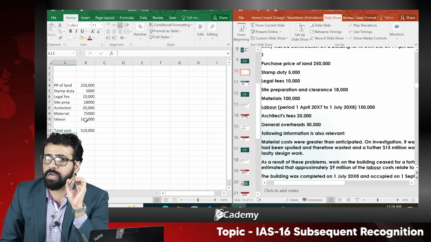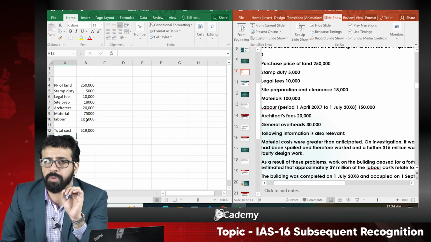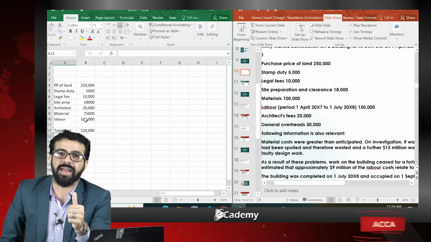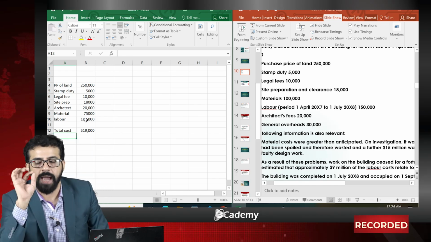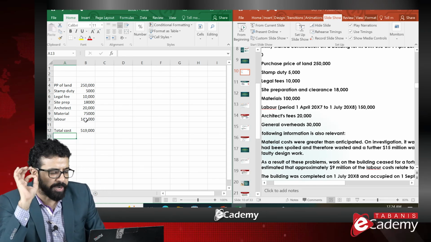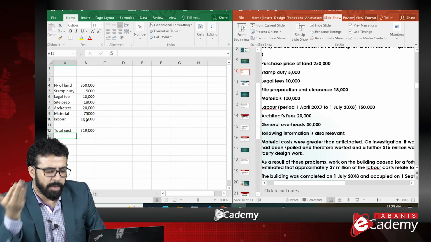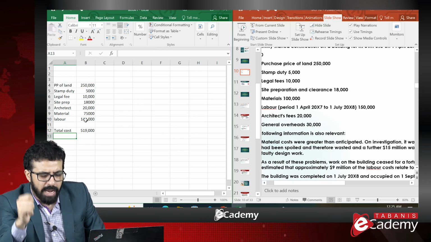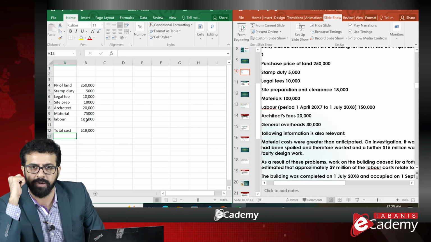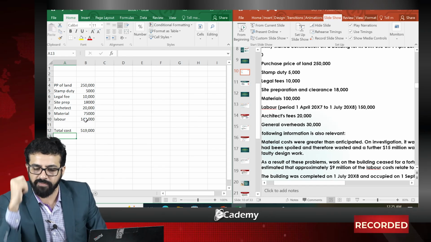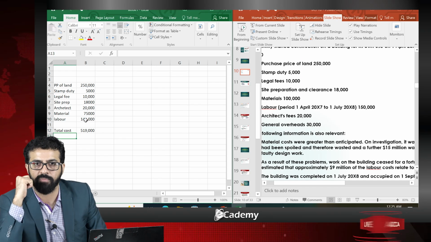So remember, the double entry should be passed by 5,19,000. Your entry would be asset debit, cash credit. I'm repeating, asset debit, cash credit. Repeat after me: asset debit, cash credit by 5,19,000.